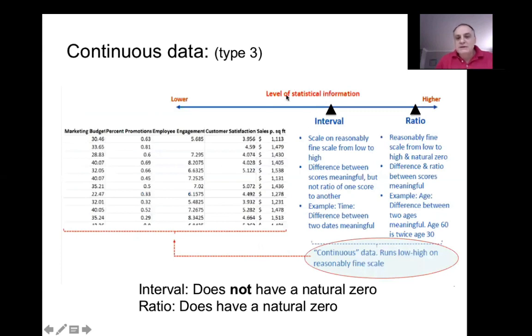Higher up on the level of statistical information is your interval and your ratio. What this is giving you is data that you can now start analyzing, but interval does not have a natural zero, a ratio does have a natural zero. In other words, interval shows you that there's an interval between different things, but there's no zero. When we say zero, if we ask you how much money you have in the bank, there's an interval and there can be a zero.